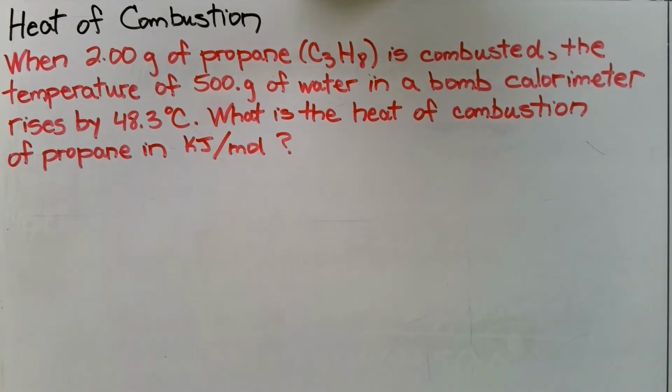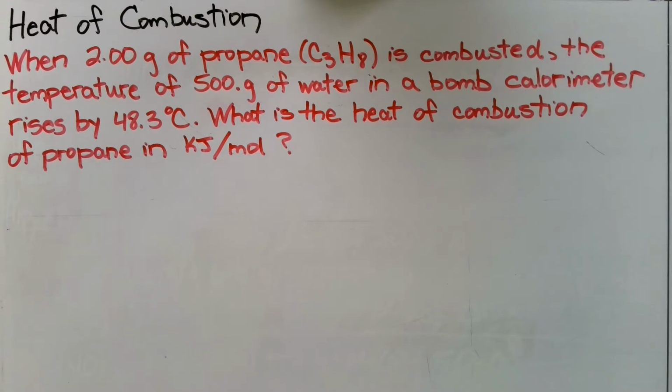All right, so let's do a heat of combustion problem. When 2 grams of propane, C3H8, is combusted, the temperature of 500 grams of water in a bomb calorimeter rises by 48.3 degrees Celsius. What is the heat of combustion of propane in kilojoules per mole?